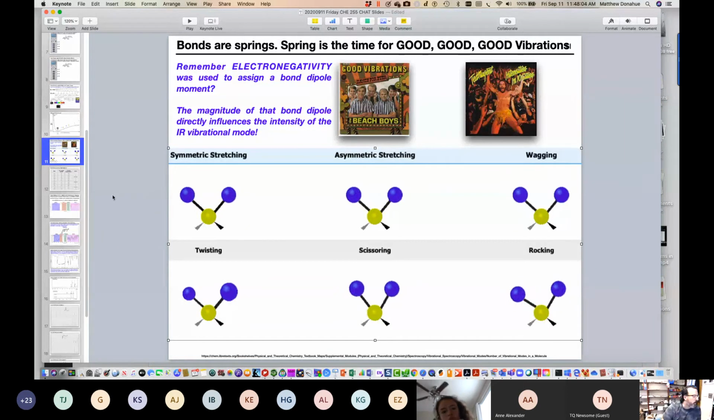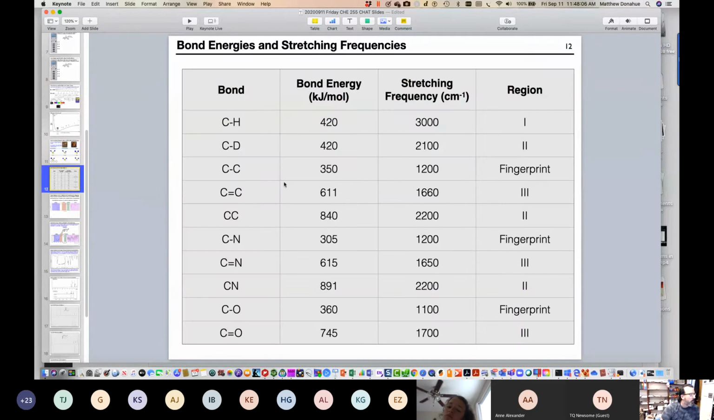So we saw these different functional groups. That's why I keep asking you, what functional groups are present? So if we look here in this column, there's the different types of bonds. Here's the average bond energy, and this is where you start seeing the stretching frequencies. Remember, I talked about the regions these things would occur. 1, 2, 3 are the fingerprint region.